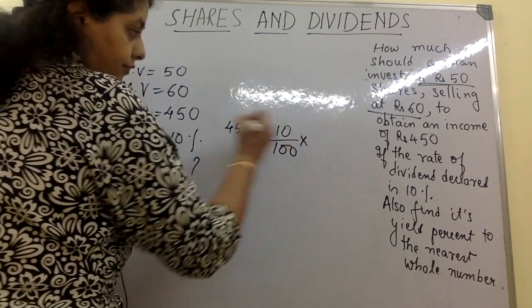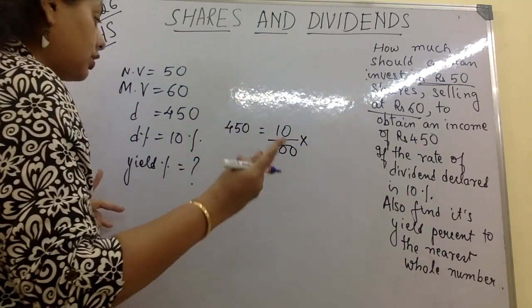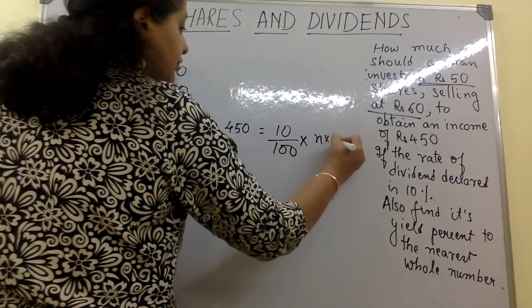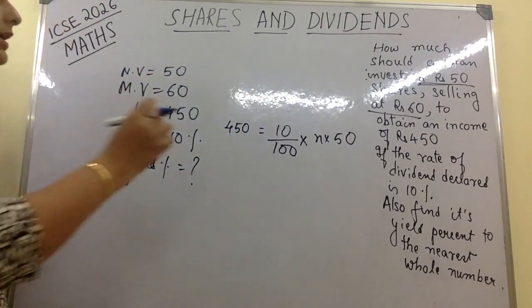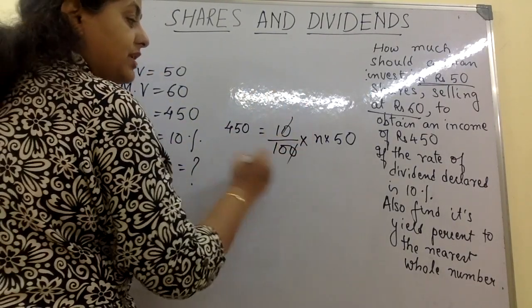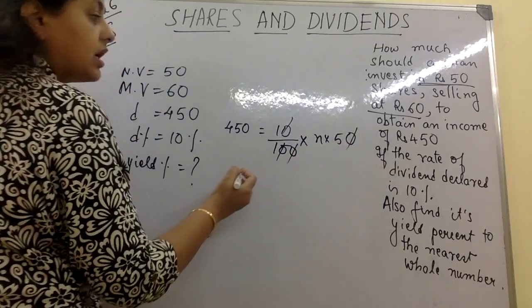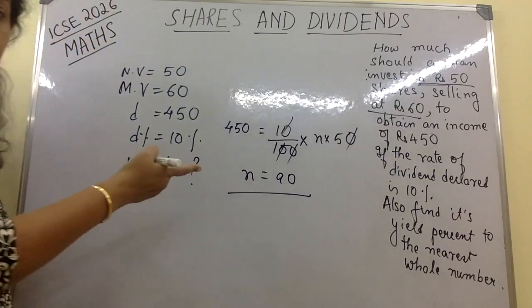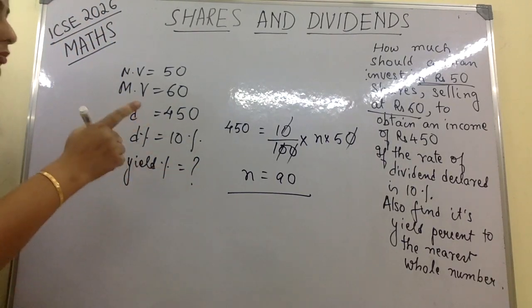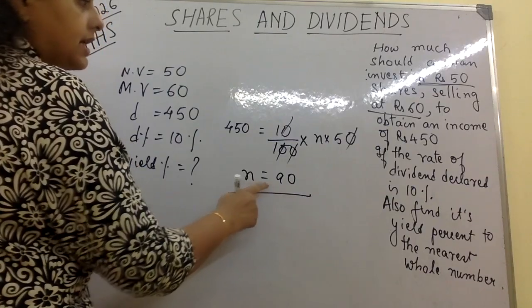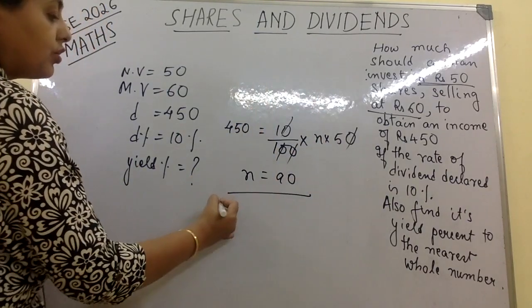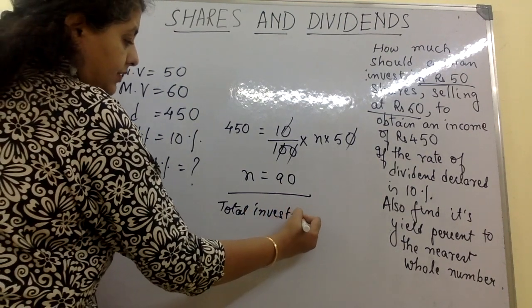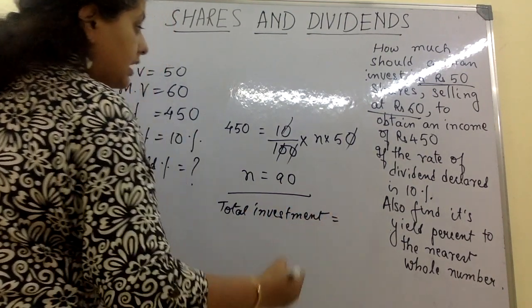10% of the total nominal value. I can't write just 50, I'll have to write n into 50. What is n? n is the number of shares. Now cancel. Please don't multiply. I tell this in all my videos. So the number of shares is 90. Clearly the number of shares is 90. Now they didn't ask it anywhere, but then the total investment is how much?